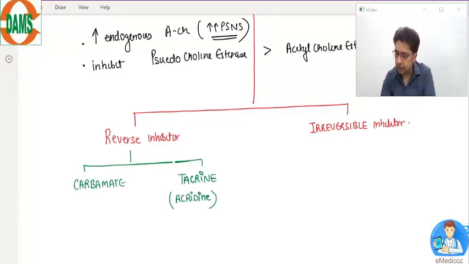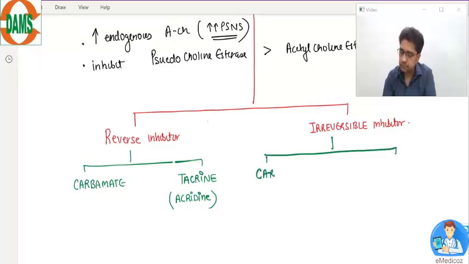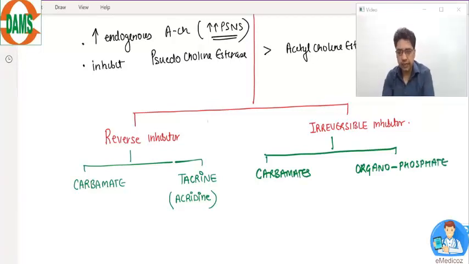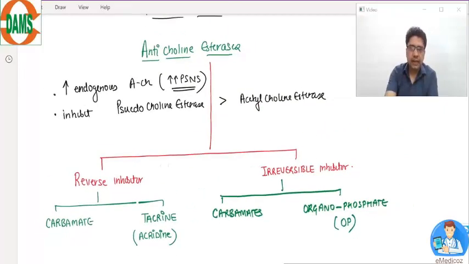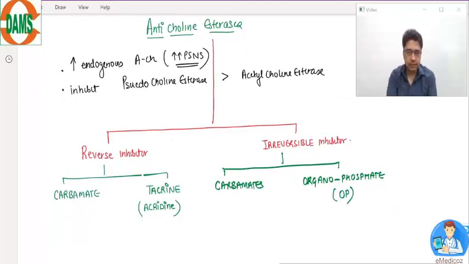Among irreversible inhibitors, we will write again carbamates and organophosphates. For organophosphate, we will use the term OP. So anticholinesterases are of two types, reversible inhibitor or irreversible inhibitor. Now, let's see what is the difference between reversible and irreversible.